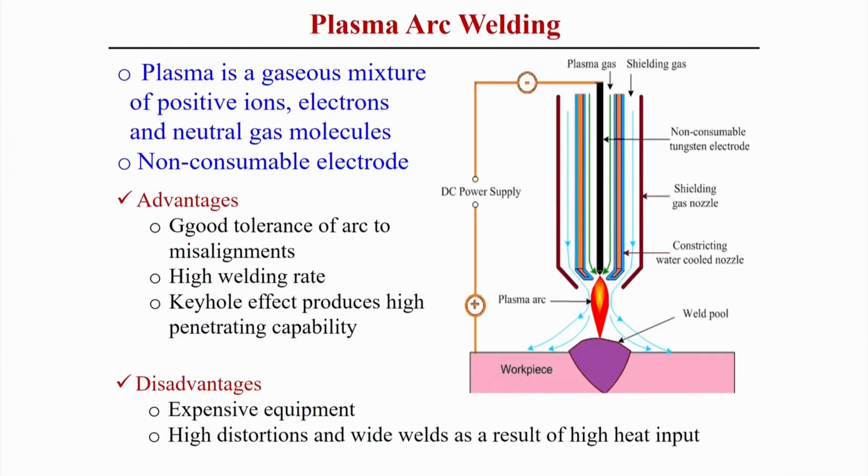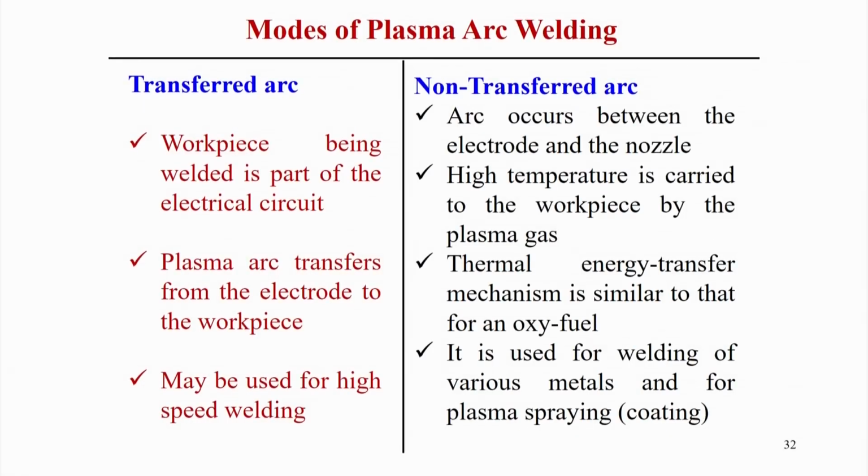If there is a requirement of high input, then it can produce high distortion, and maybe a wider weld pool can also be produced, but the width of the weld pool is more controllable in the plasma arc welding process as compared to the gas tungsten arc welding process. Now, normally in the plasma arc welding process, two modes of the plasma arc can be used. One is the transferred arc, another is the non-transferred arc.